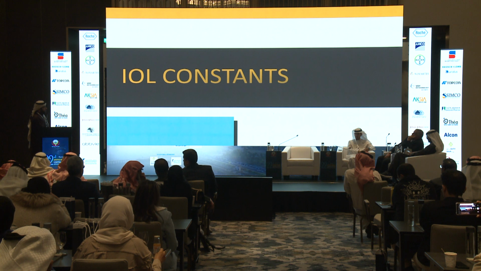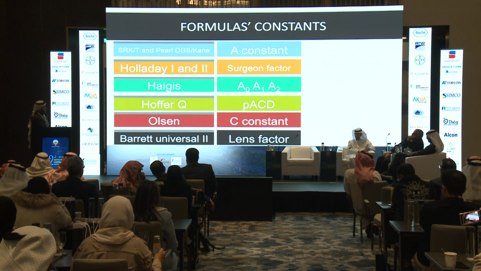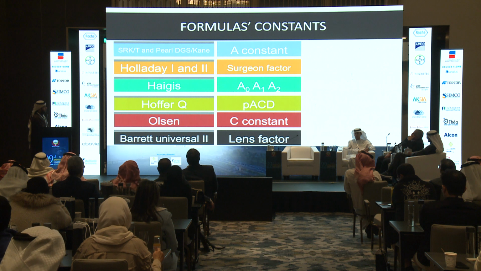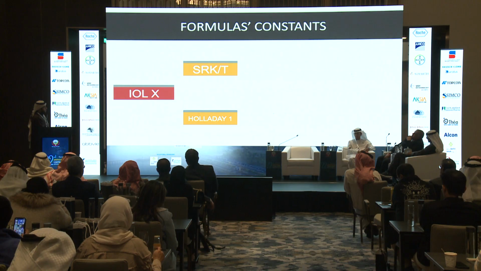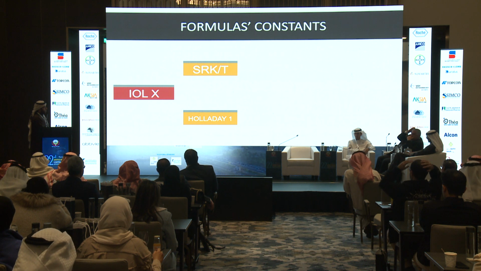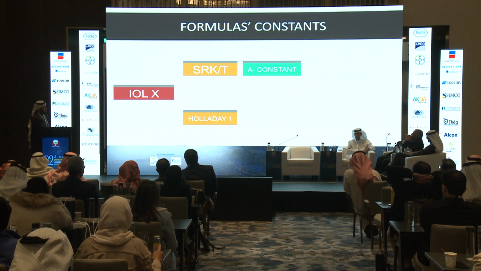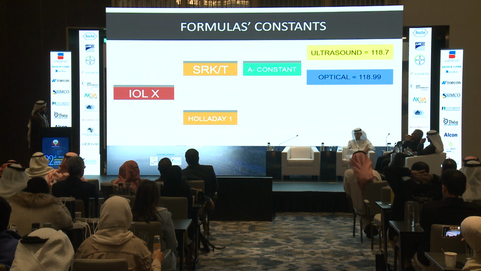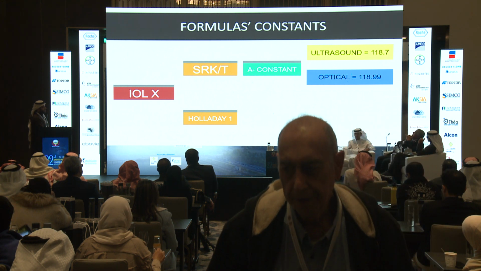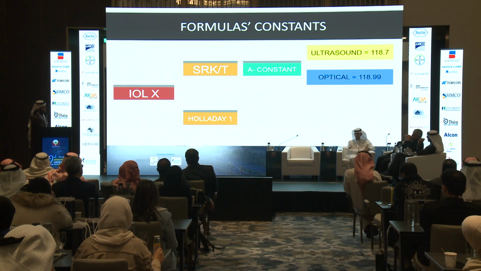IOL constant. Some call it IOL variables. For different formulas, we have different constants. For example, for SRK/T, we use the A constant. For Holladay 1, we use the surgeon factor. For, let's say, Olsen, the C constant. So let's say we will use IOL X, and we will calculate the power using SRK/T and Holladay 1. For SRK/T, we use the A constant, and we have two A constants for each IOL: the A constant if you measure the axial length using ultrasound, or if you use optical.